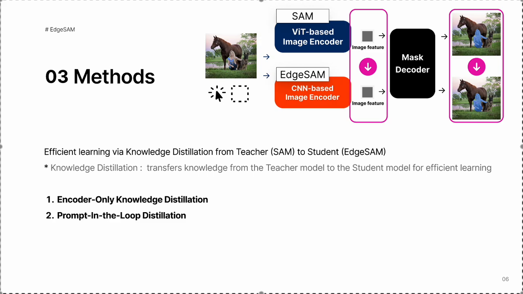Knowledge distillation is a training method to efficiently transfer knowledge from a teacher model to a student model. In this case, SAM takes on the role of teacher and EdgeSAM takes the role of student. Second is prompt-in-the-loop distillation. We'll discuss more about these two points on the next page.